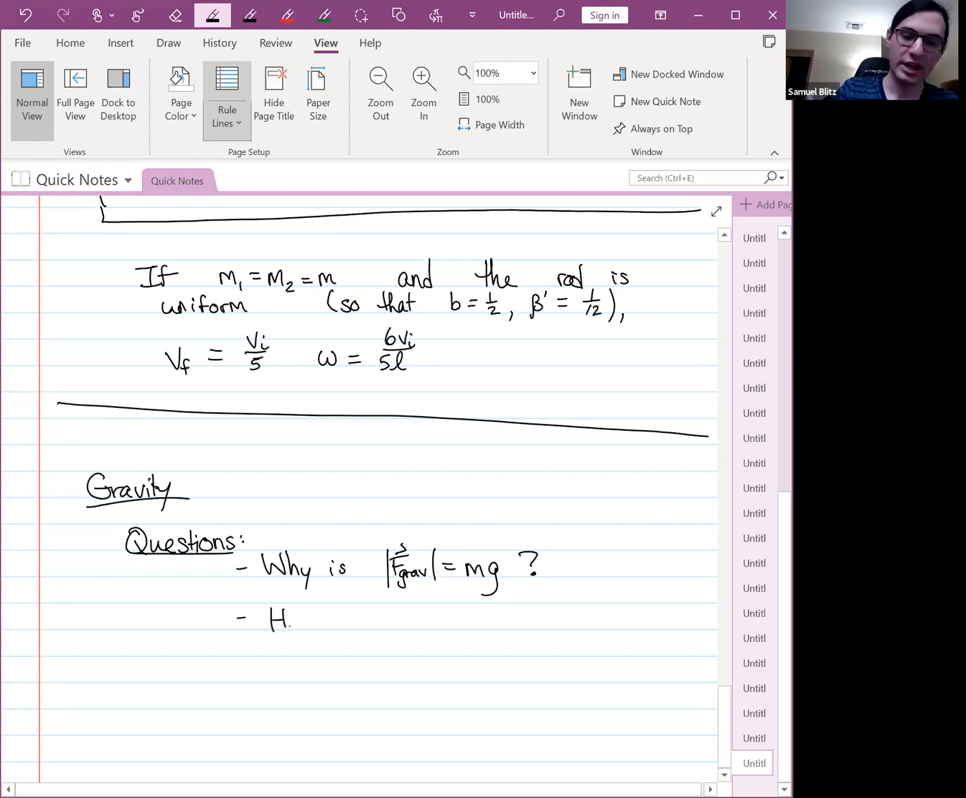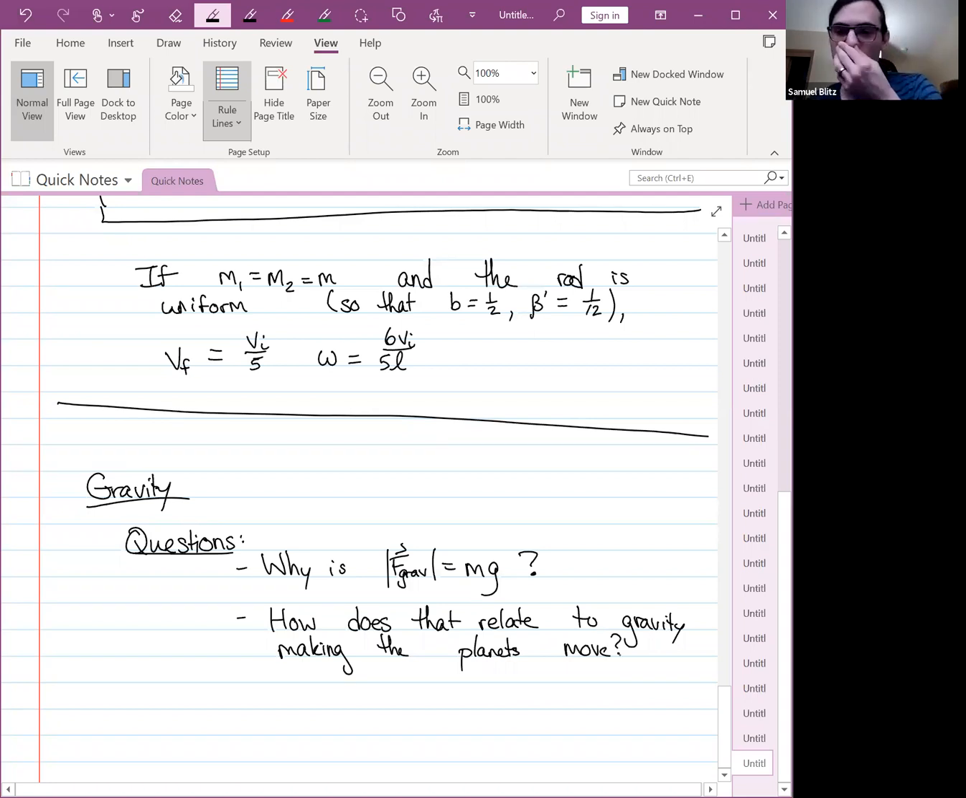Second question, how does whatever explanation we have for the first question relate to gravity making the planets move? How is that at all related to the thing that makes the planets orbit the sun? Last question is, how does gravity work?